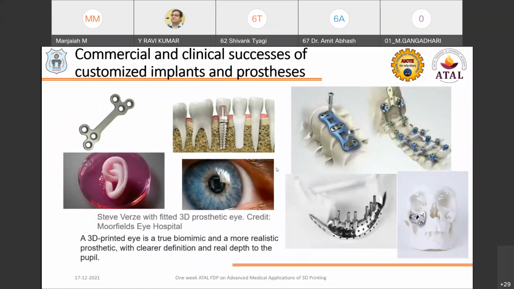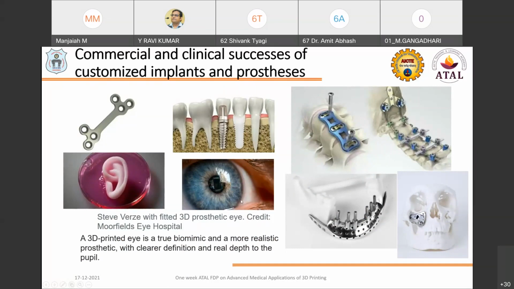You can see some of this kind of 3D printed ear, made with the custom approach, and the commercial clinical success rate is there, and even for bone plates, fracture plates or dental implants, where you may have vertebral or jaw failure because of trauma, or some patient-specific parts.